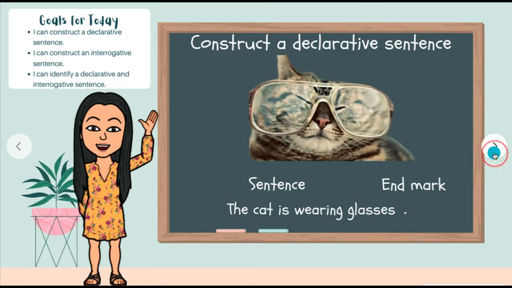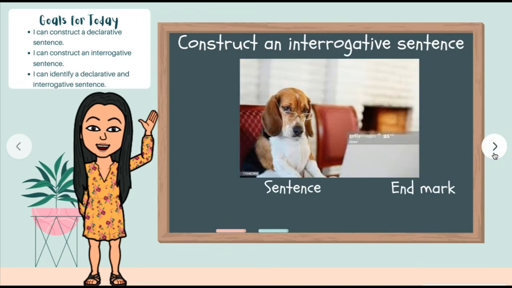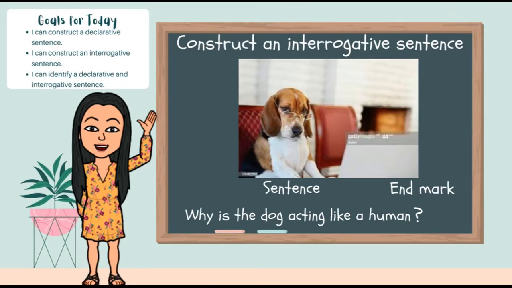Can you construct an interrogative sentence using this picture? The interrogative sentence I created is, why is the dog acting like a human? I started off with a capital letter and ended with a question mark because I'm asking about this picture.